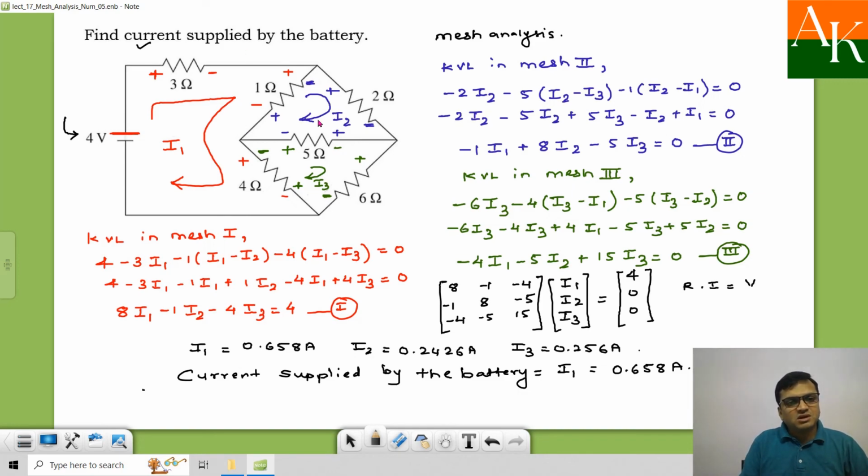Actually, one can also solve this by finding the equivalent resistance across this one. But there are no series and parallel combinations of the resistances over here, so that process is quite complicated. So I have preferred mesh analysis over here.